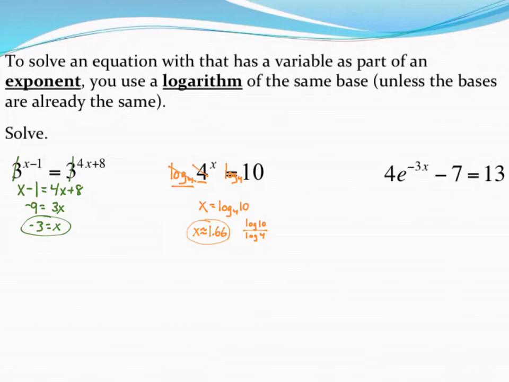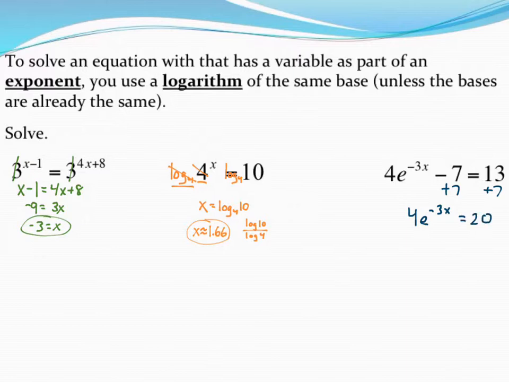Alright, and then for our final example, I've gone ahead and upped the difficulty quite a bit. I want to get that x out of the exponent, but before I do that, I have to take care of all this other stuff around it, just like we always do when we're solving. And so first up is to take care of any addition or subtraction. So I'm going to start by adding 7 to both sides of this equation. So 4 times e, remember e is just a number, it's not a variable. So 4e to the -3x would be equal to 20.